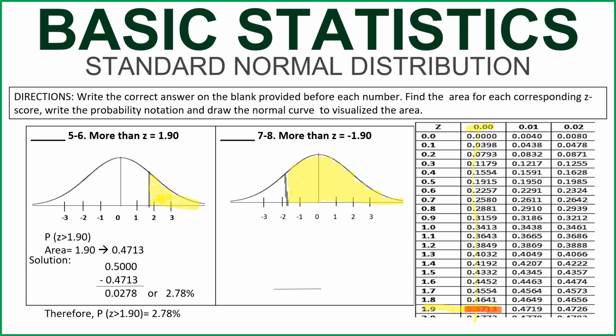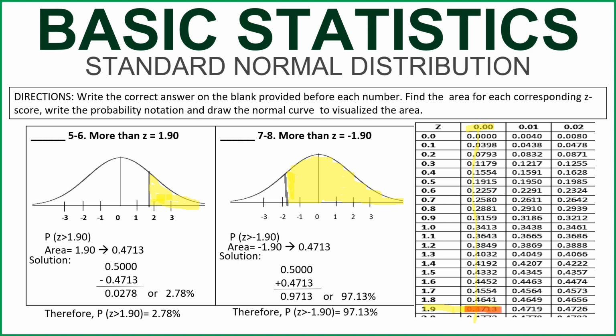And then what do you think is the probability notation? If your answer is Z is greater than negative 1.9, you're correct. And the area is still 0.4713. Will you add or subtract? Of course, you will add because it passes through the mean. Therefore, 0.5 plus the area of 1.9. Therefore, our answer is 97.13%. And we can say that the probability wherein Z is greater than negative 1.9 is 97.13%.